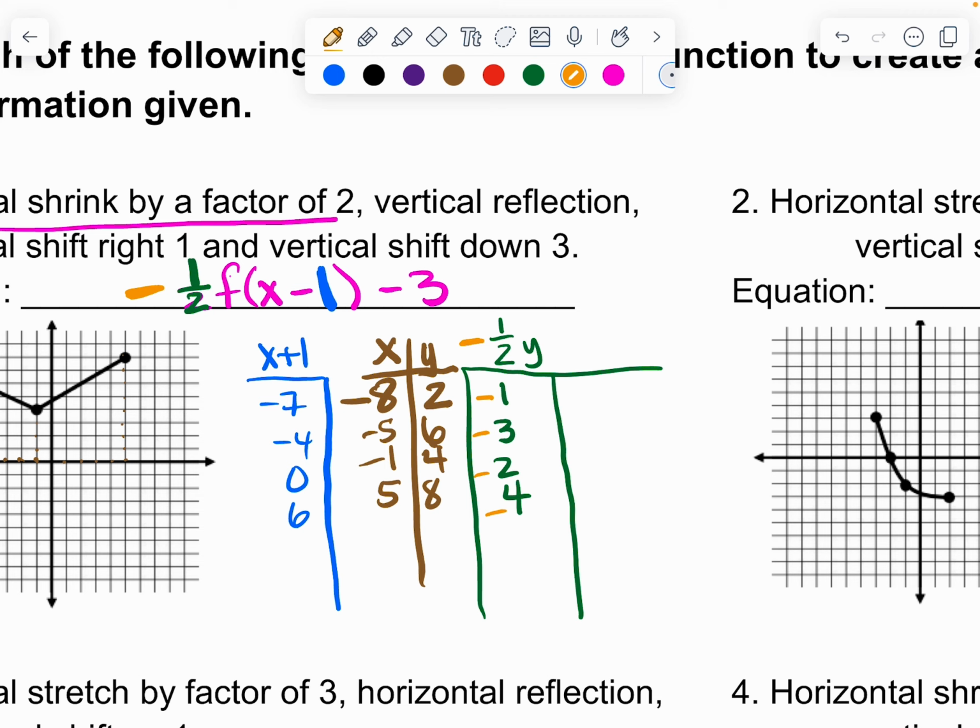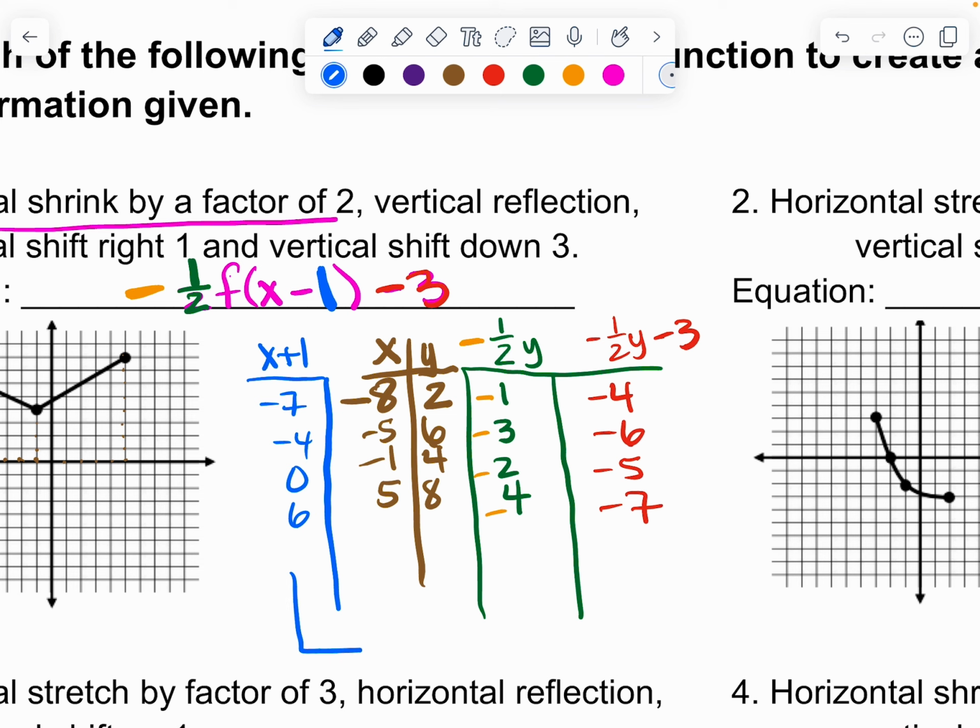Then the last part. What am I going to do? Red. I'm going to take this, so we have the -1/2 y, which we just did, and we're going to subtract 3 from this. So -4, -6, -5, and negative 7. So now I'm going to plot these points.